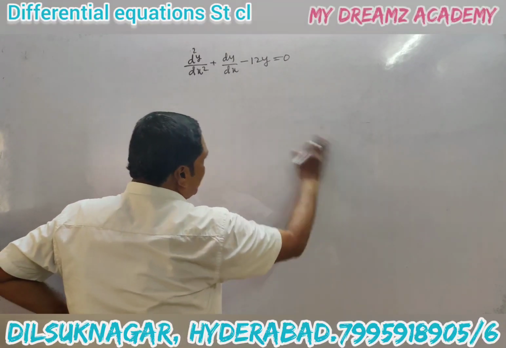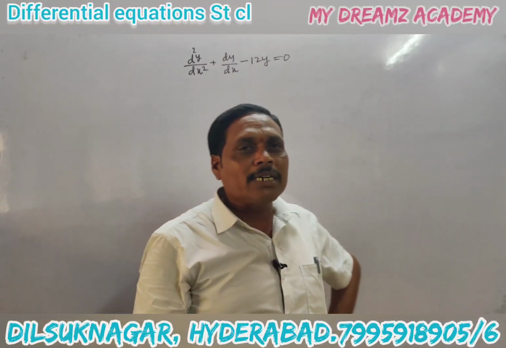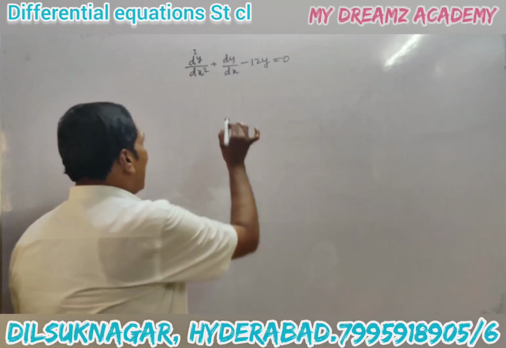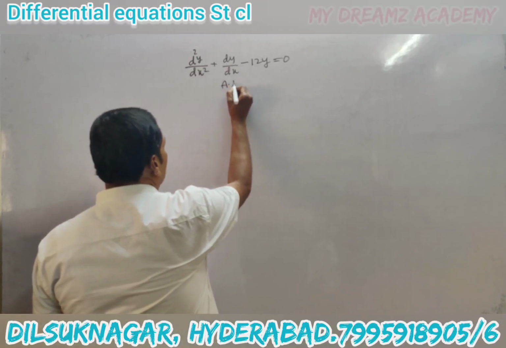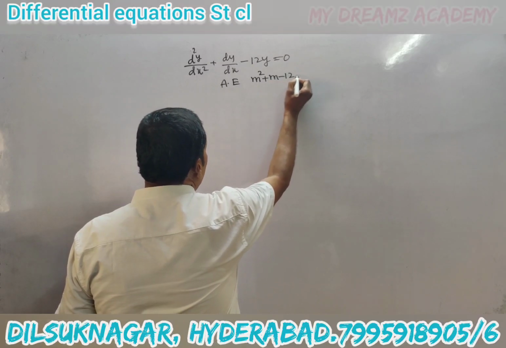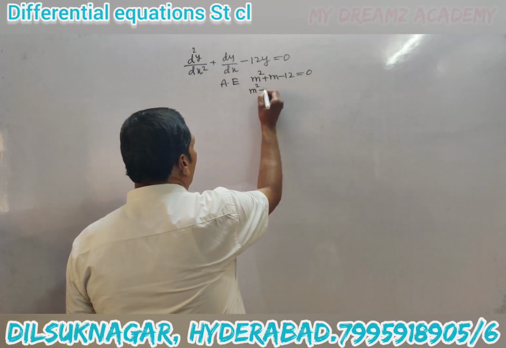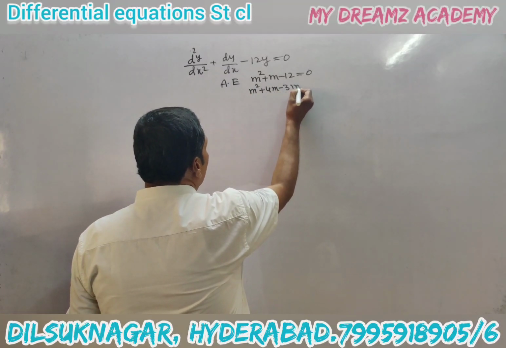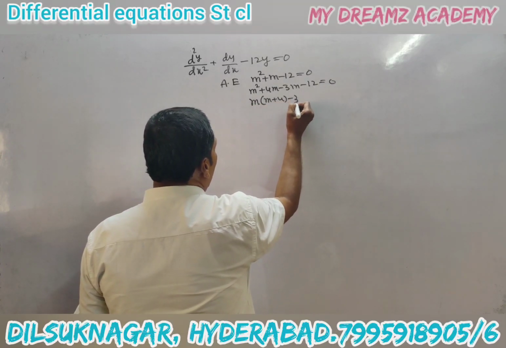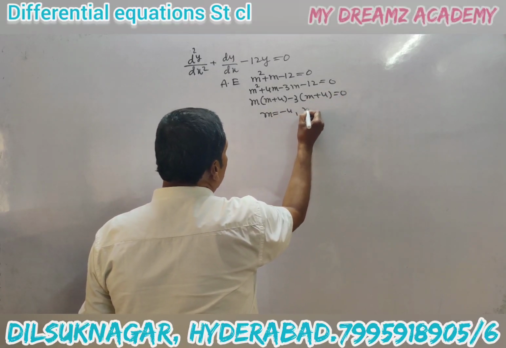Directly, don't write the operator form. Why? Because you are writing a competitive exam, it is not a theory exam. In a competitive exam you have to reduce as many steps as possible. Directly I am writing the auxiliary equation: m square plus m minus 12 is equal to 0. For the factors, m square plus 4m minus 3m minus 12 is equal to 0. m common, (m plus 4) minus 3 common, (m plus 4) is equal to 0. m is equal to minus 4, m is equal to 3.